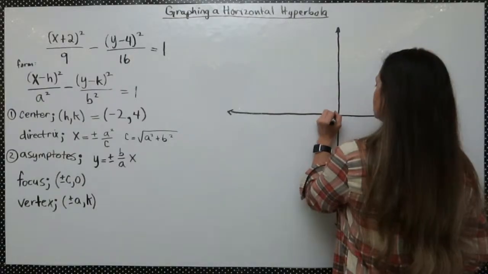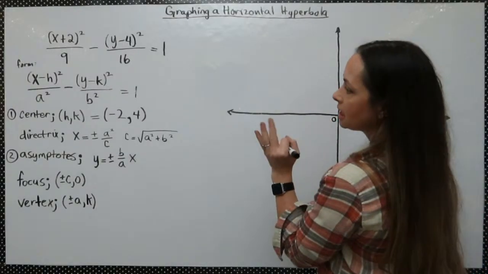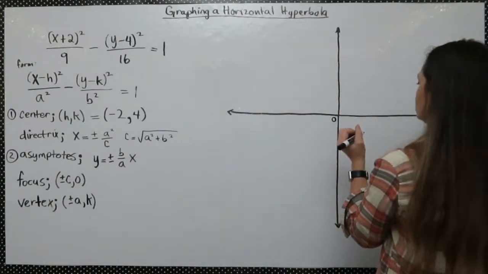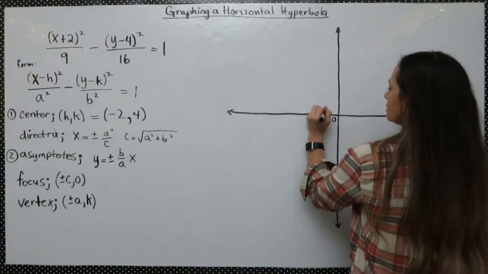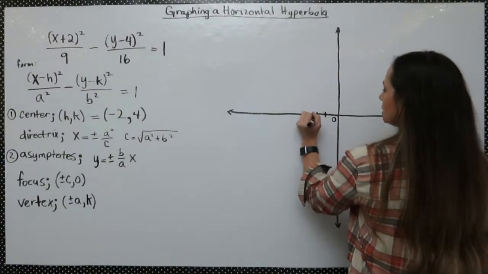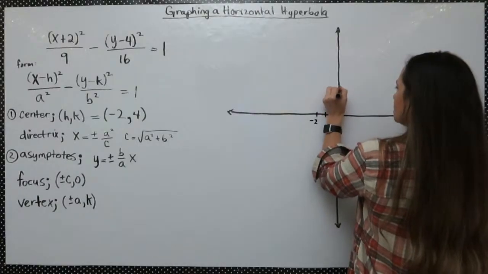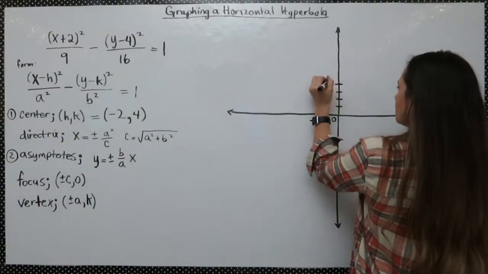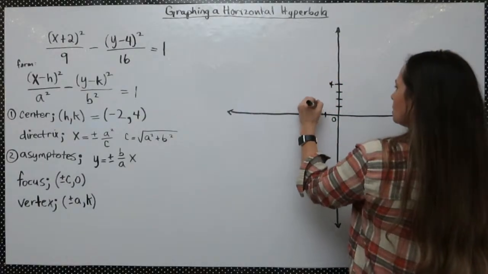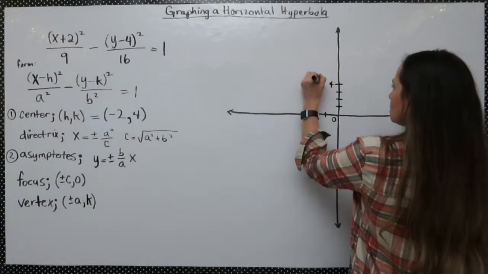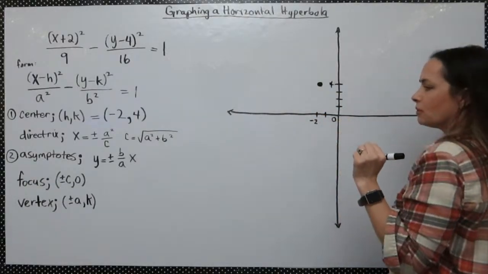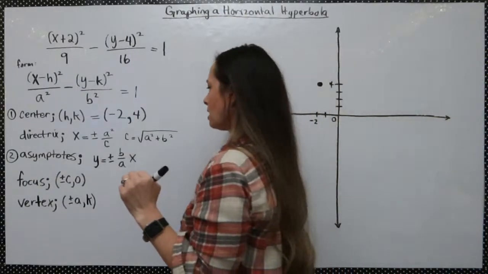So our center is not at the origin. It is at -2, 4. So we've got -2, +4. So there's the point that we're going to start our asymptotes.